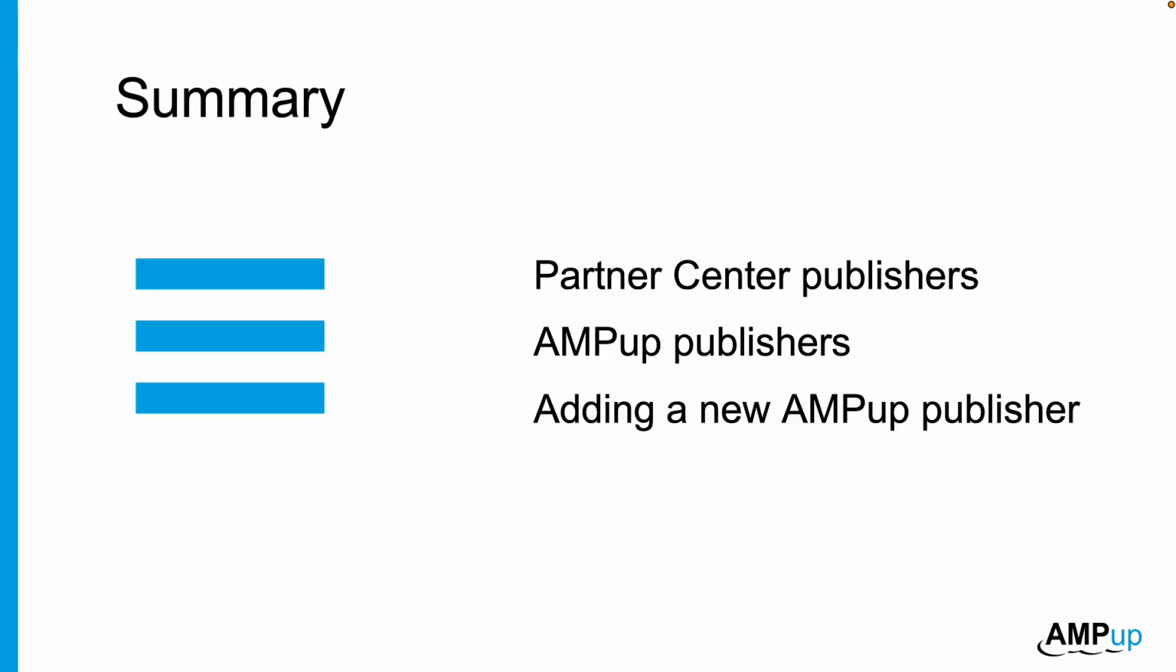So here are the things we went over, and they include Partner Center publishers, the concepts and ideas about them in brief, at a high level. And then we also looked at AMPup publishers, what they are, what they contain, and the fact that they map one-to-one to publishers defined in Partner Center. And then we also saw the act of adding a new publisher in AMPup.